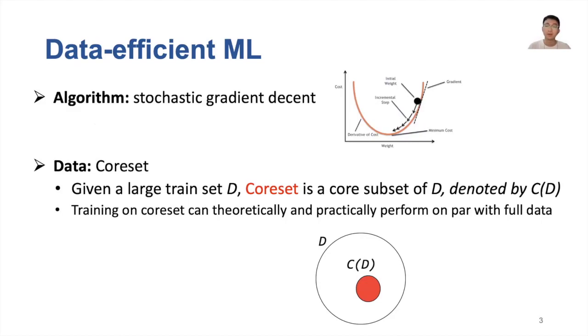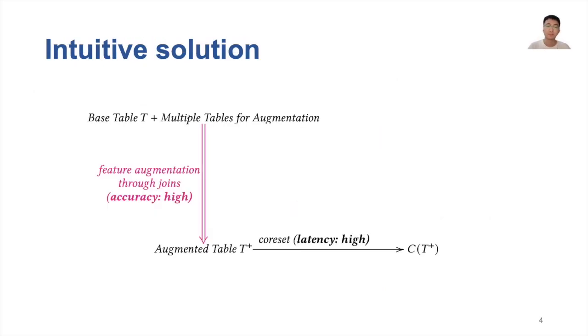There are many recent efforts on selecting a training data subset that can theoretically and practically perform on par with the full dataset. Note that the two perspectives are orthogonal and complementary. That is, we can run SGD on the coreset. In order to achieve both feature-rich and data-efficient machine learning, an intuitive solution is to first conduct feature augmentation through joins across multiple relational tables, followed by performing coreset selection over the training data with enriched features.